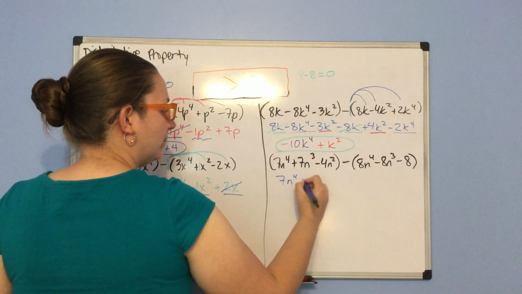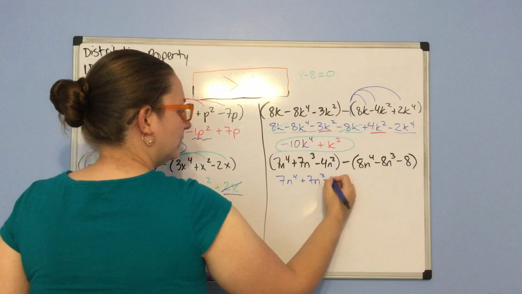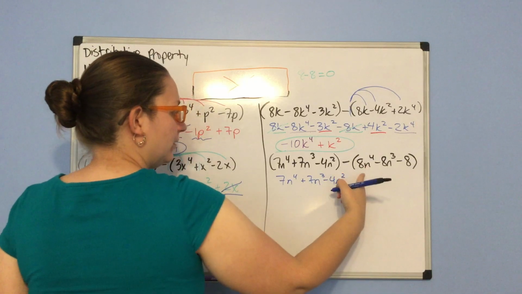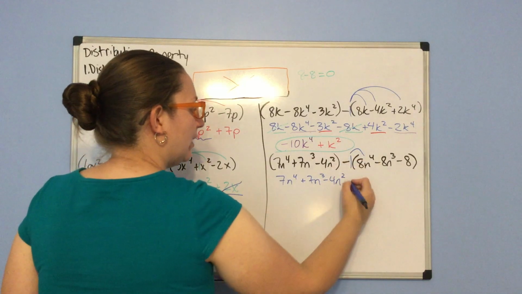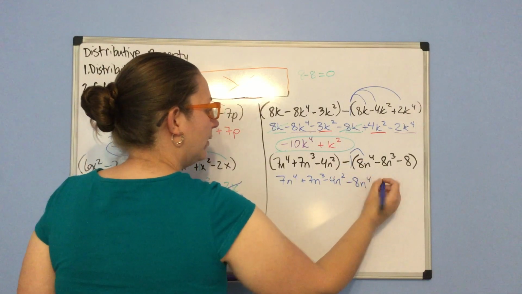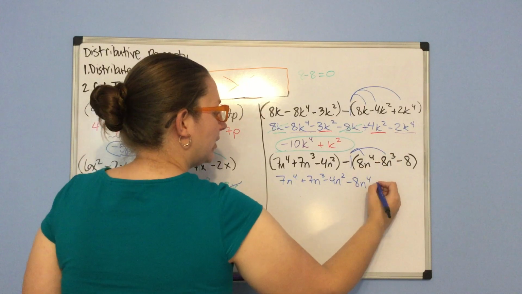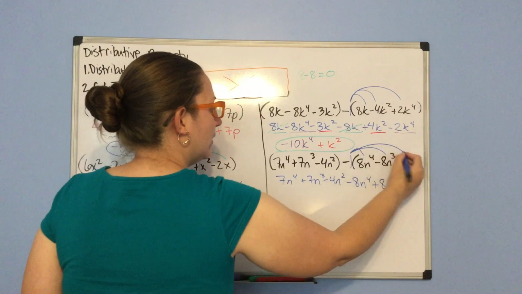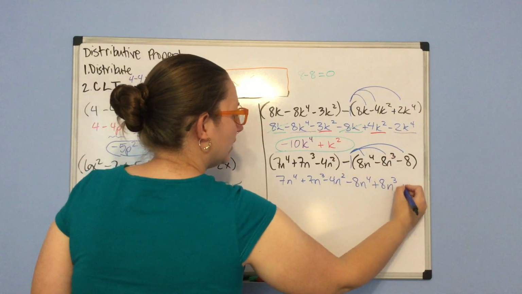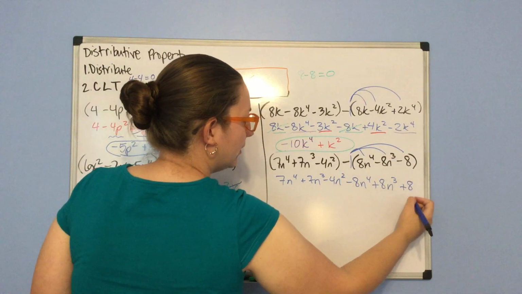Free these guys. Distribute our negative 1 here. Negative 1 times 8n is negative 8n to the 4th. Negative 1 times negative 8 is positive 8n to the 3rd. Negative 1 times negative 8 is plus 8. And that's it.